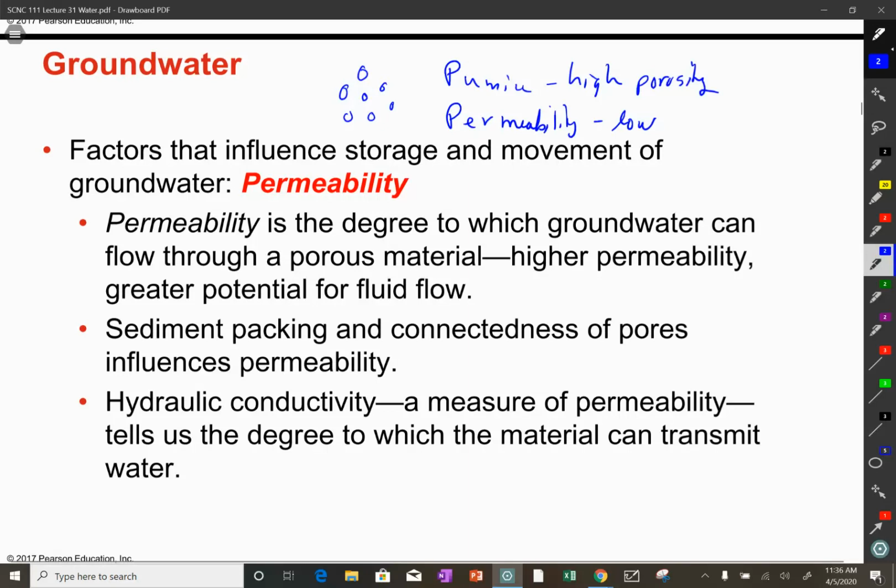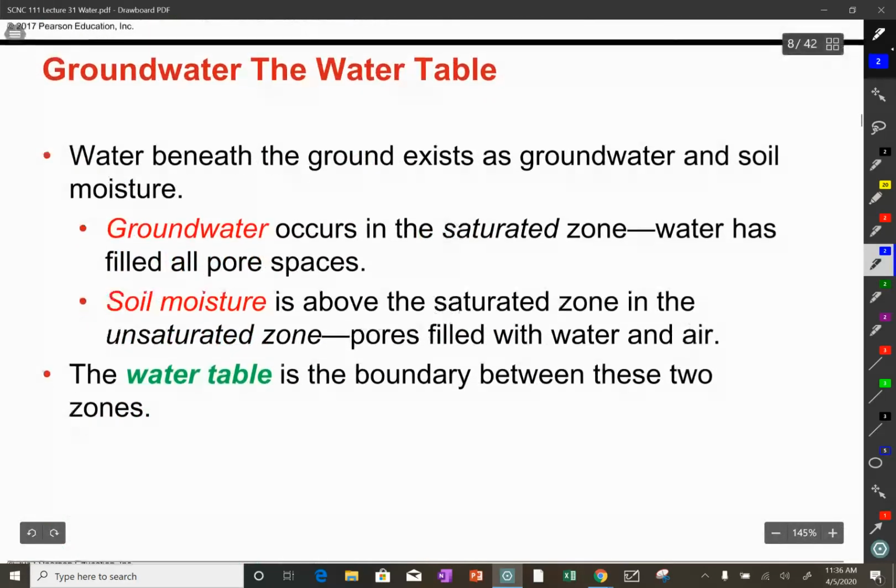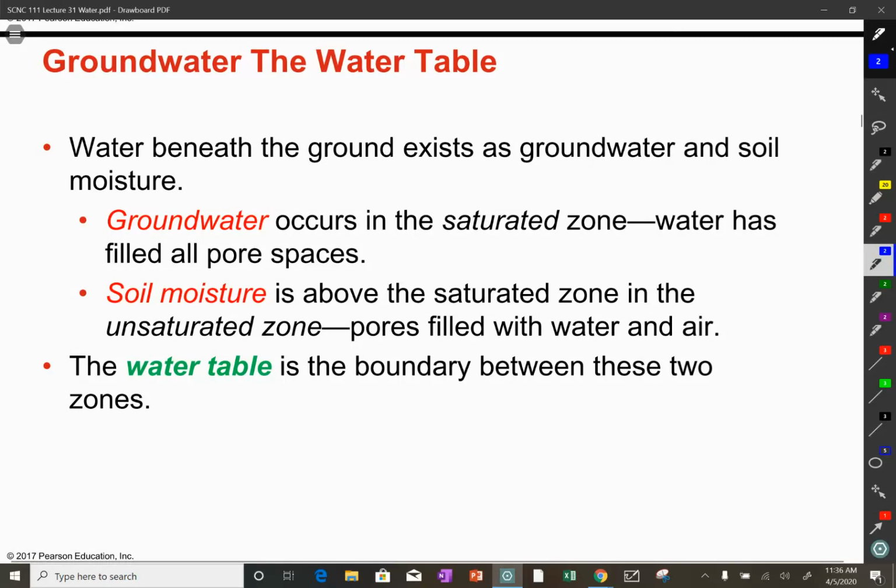And so if you're going to have groundwater, you're going to have a way for water to flow in. So it has to be porous. It has to be permeable. It has to be porous to hold it, but it has to be permeable for the water to go through. And so permeability is going to have to do with how tightly packed it is and how connected the pores are. And hydraulic conductivity is a term we use to measure permeability, to tell us how easily water can flow through.